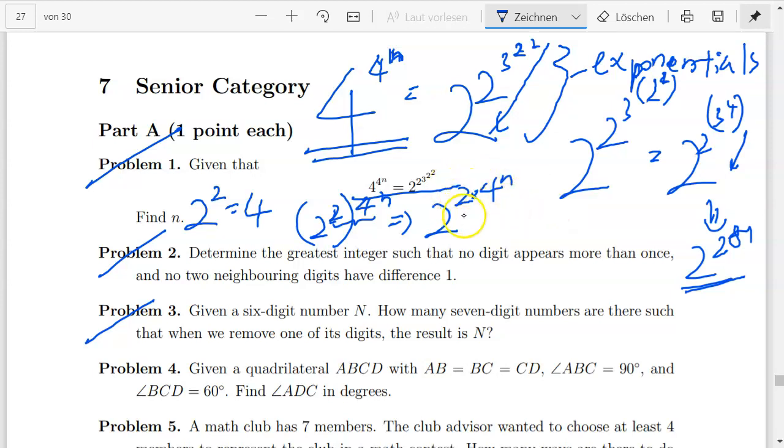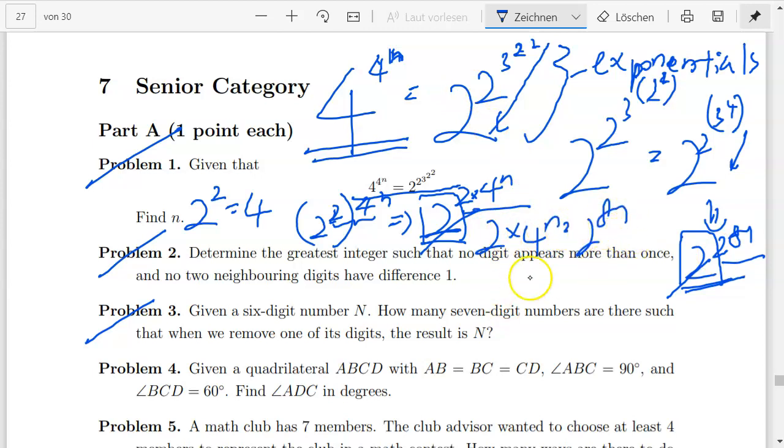Now we have our same base, which is 2. So you can remove it, and then we'll just look at its indices. Now we'll have 2 times 4 to the power of n equals 2 to the power of 81. Dividing both sides by 2, 81 minus 1, 4 to the power of n equals 2 to the power of 80.